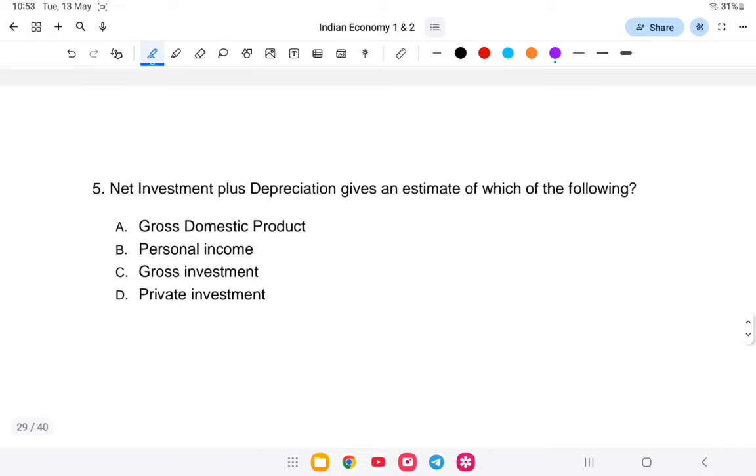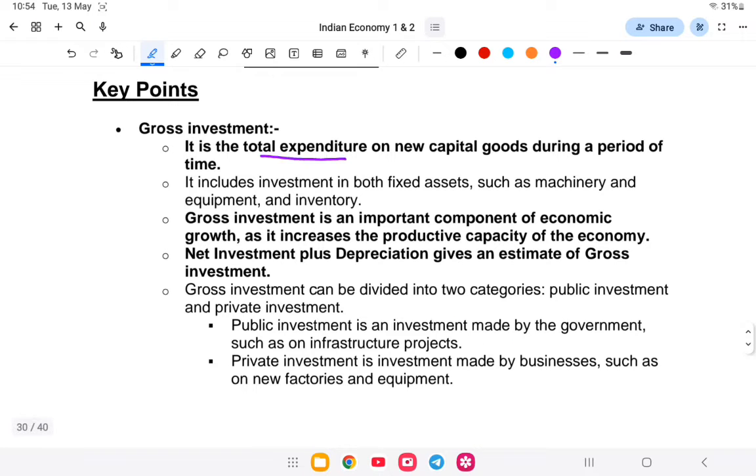Next question. The net investment plus depreciation gives an estimate of which of the following? Is it gross domestic product, personal income, gross investment or private investment? Gross investment equals net investment plus depreciation. So the answer is what? Option number C, that is gross investment. Let us study it. Gross investment is the total expenditure on new goods and new capital during a period of time. For example, an industry invests, suppose rupees 1 crore.